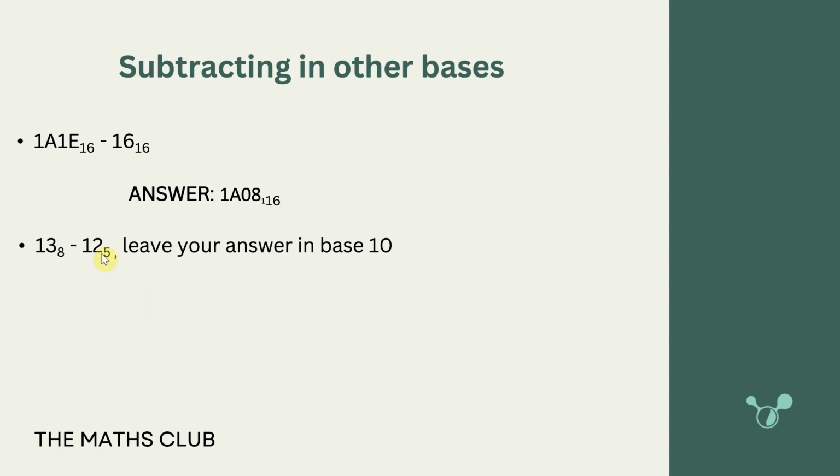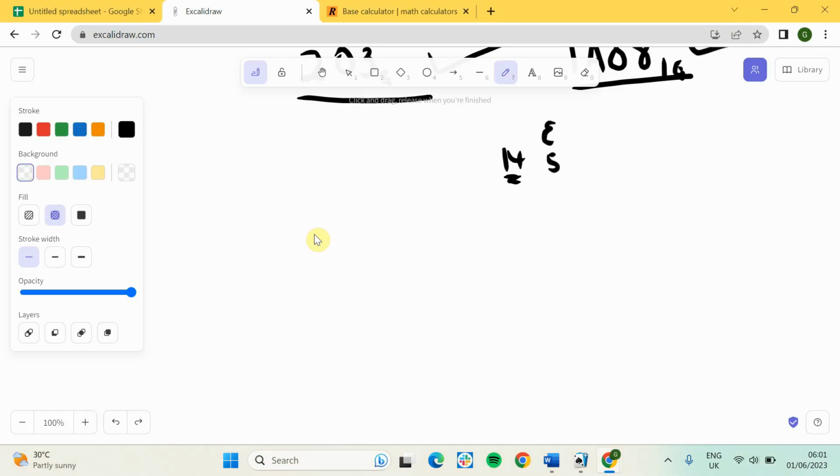So you can see different bases. Because they are different bases, I will convert this to base 10, and I'll convert this to base 10 and I'll subtract. And thankfully, I should leave our answer in what? In base 10. So let's solve it. 13 base 8 minus 12 base 5. So let me convert this one to base 10, right?